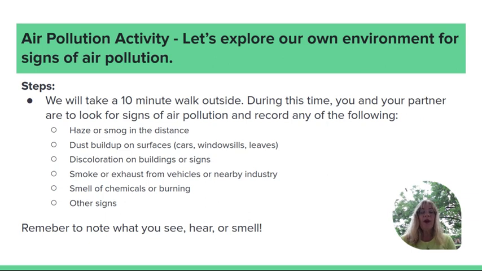So we're going to explore our own environment for signs of air pollution. We're going to take a 10-minute walk outside. You'll get together with a partner and you're going to look for signs of air pollution. You may look for haze or smog, dust buildup on buildings, discoloration of buildings. You might see smoke or exhaust from vehicles or smells that might be related to burning. So go ahead with your partner and we'll take that walk now.